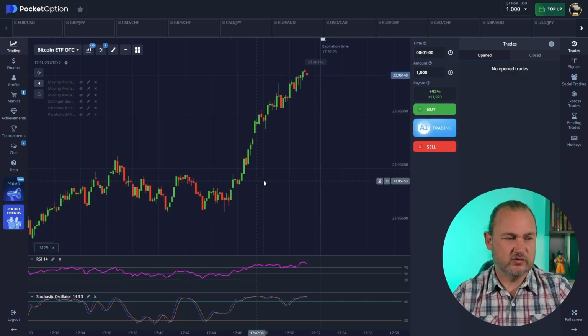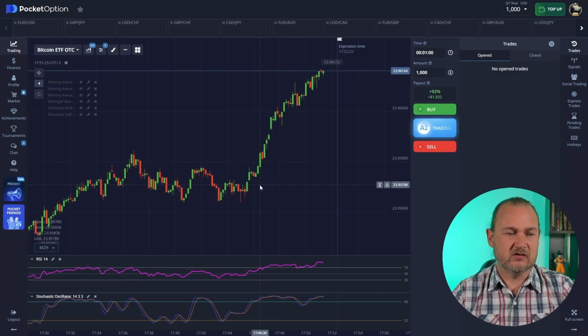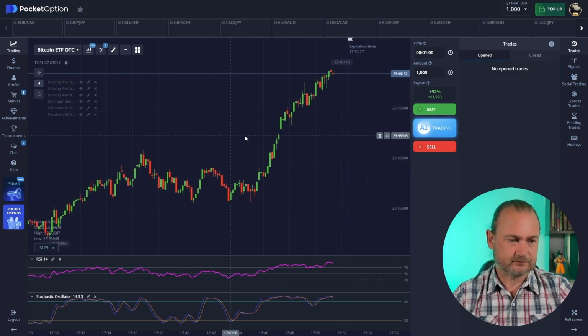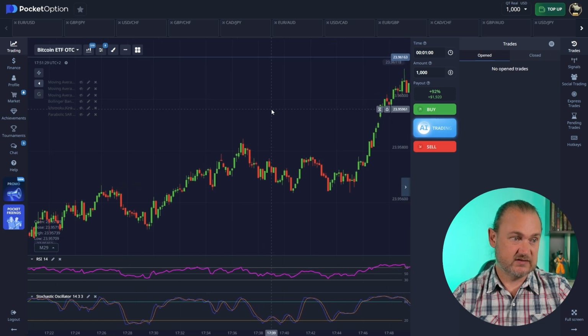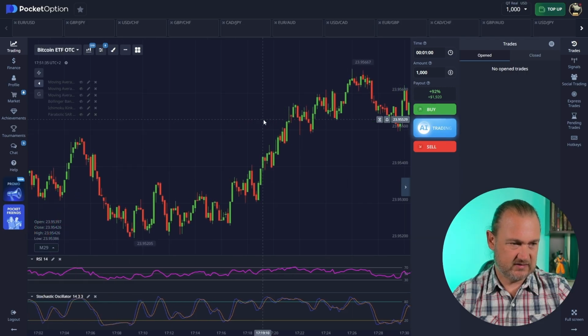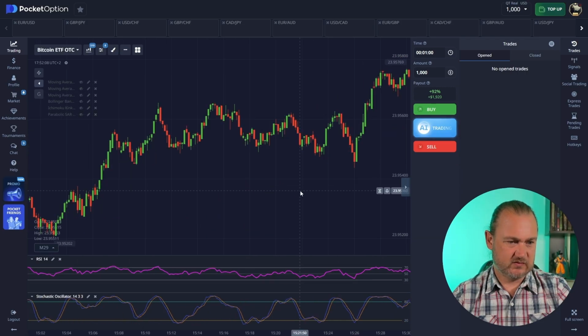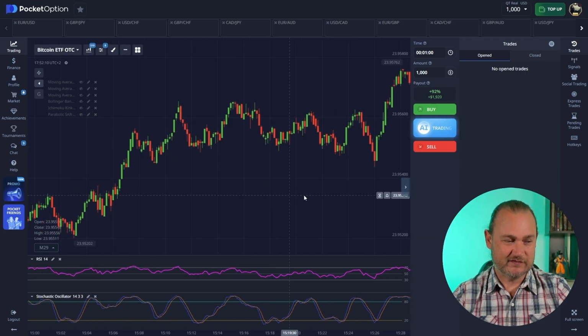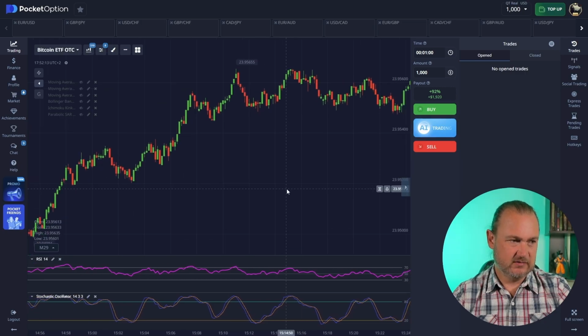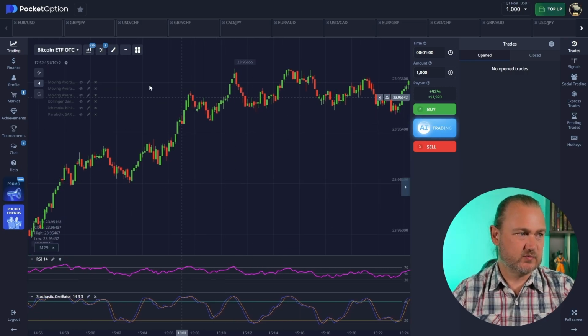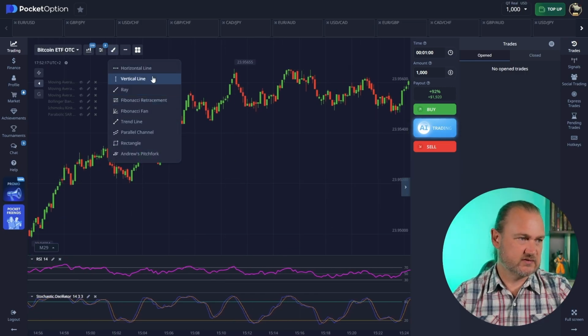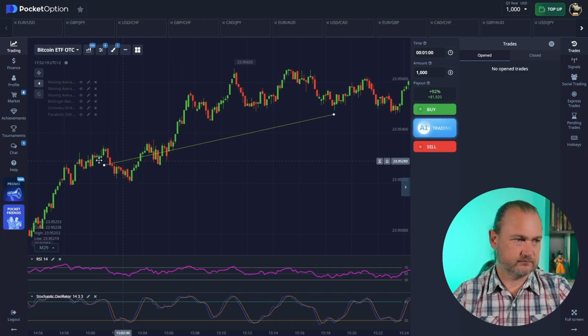But let me show you 1 or 2 examples of the different divergences. I just need to find some. Okay, so we've got, it was almost, but it's not very clear, so let's skip that one. I've seen a few examples now that I would have taken trades on that are valid, but not the best. Okay, so here's an example of hidden divergence, hidden bullish divergence.